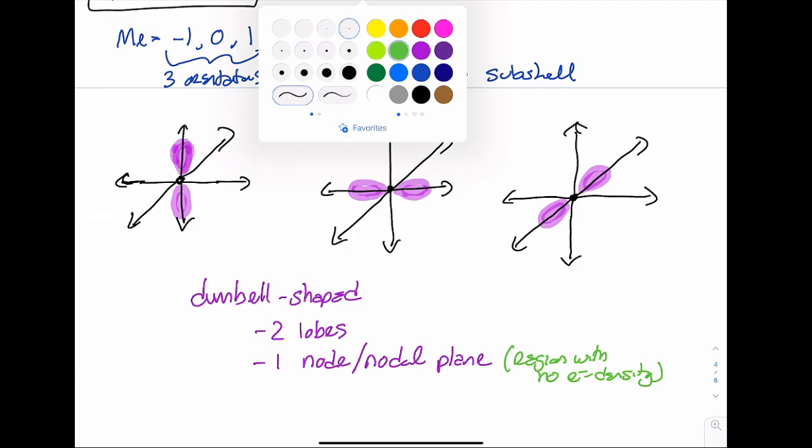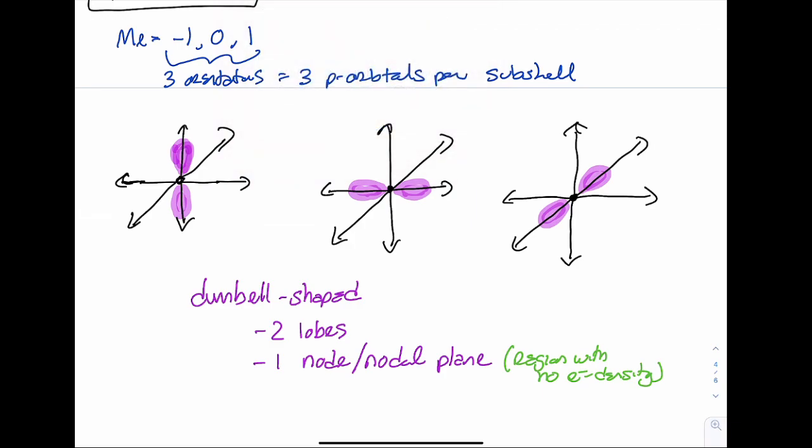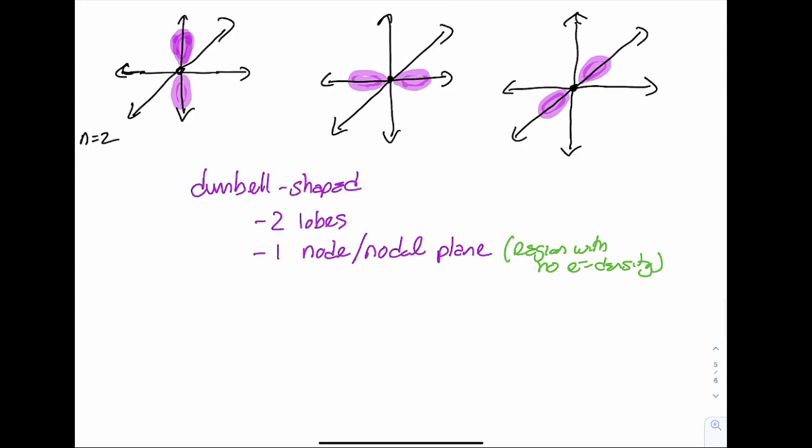And then similar with the s orbitals, as my value for n gets bigger, my dumbbell-shaped regions of space get bigger. So if this is for n equal to 2, all 3 of those would be when n is equal to 2. If I wanted to draw them for n equal to 3, I would still draw 3 of them. I'm going to leave the axes off this time.